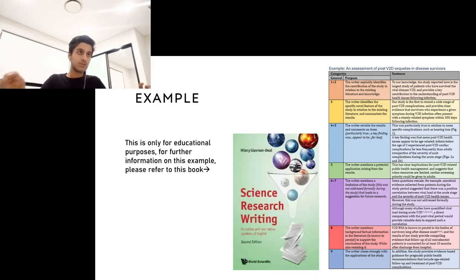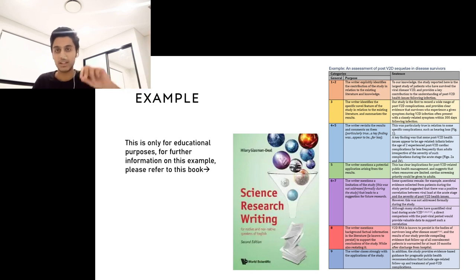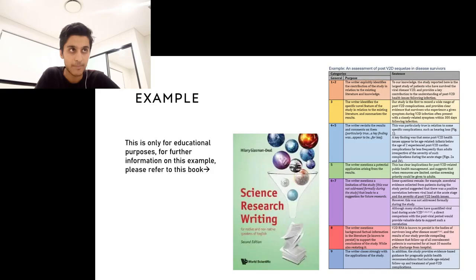Example: an assessment of post-viral 2D sequelae in disease survivors. Now, you can check the sources for this for more detail. But what I've essentially done here is I've taken this example and put it into a tabulated form and color coded it so it's easier. And as you can see, how those categories that we looked at in the previous slide are put into here, and how the writer has used them. And we can see the purpose of each sentence. This is a sentence by sentence breakdown.